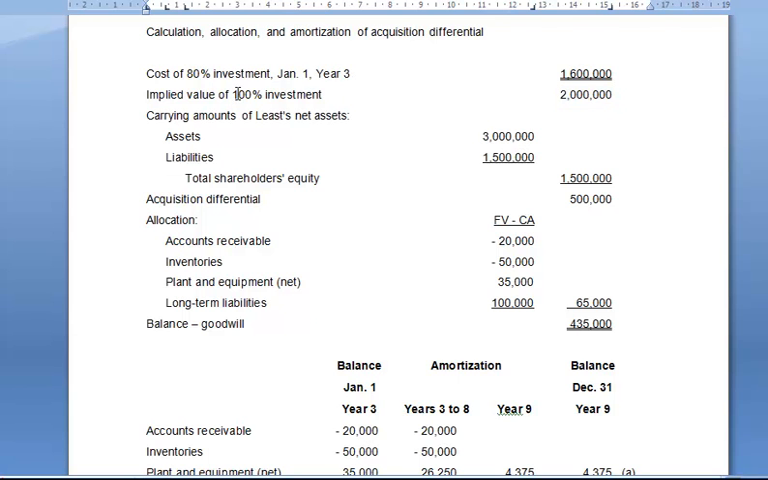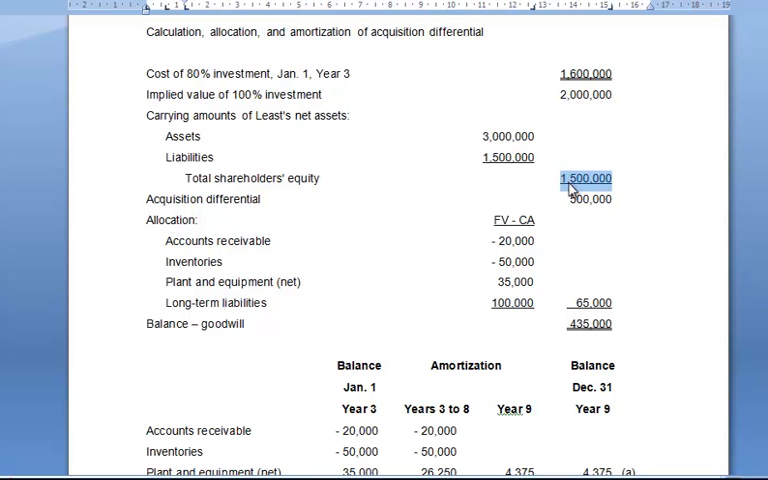Now don't forget why we look at 100% of the investment here. We know that the parent company most controls with only 80%, but they control 100% of the company. So we're going to calculate the value of the investment, or its implied value, at 100%. Now, what does the parent get for its investment in Leased? Well, it gets the assets less liabilities of the company, which is basically the common shares plus the retained earnings of Leased at the date they became related. We can see that the total book value of the company, or carrying value of the company, is $1.5 million.